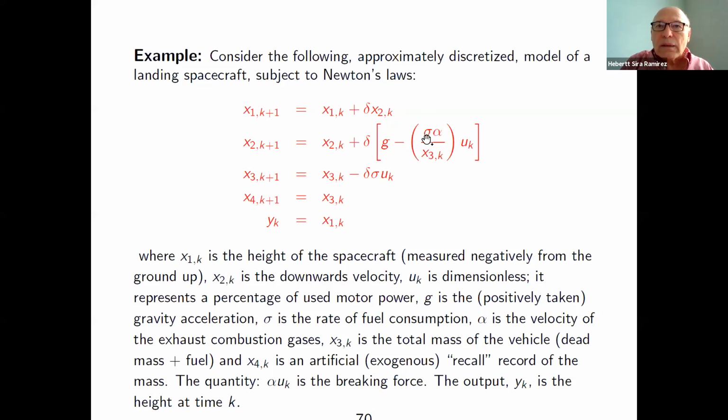The terms are sigma, which is the rate of consumption of fuel, and alpha, which is the velocity of the gases being ejected, and x3 is the mass. So the acceleration, the force divided by the mass, is the acceleration. So acceleration opposes the acceleration of gravity.